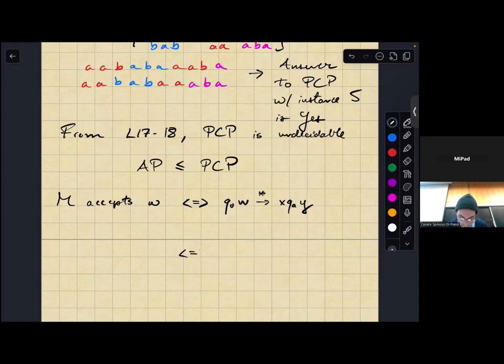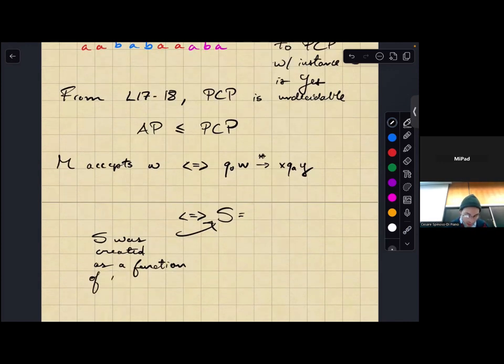So you created S. So S was created as a function of M and W. For instance, one thing that you did is you said, well, let's start with a domino tile that looks like the hash at the top and then the hash q0 w at the bottom. And then you had other things.